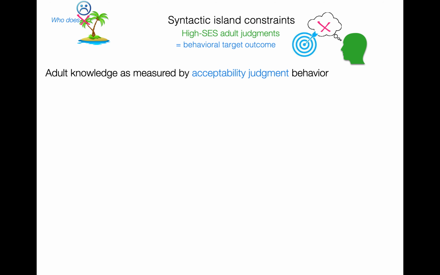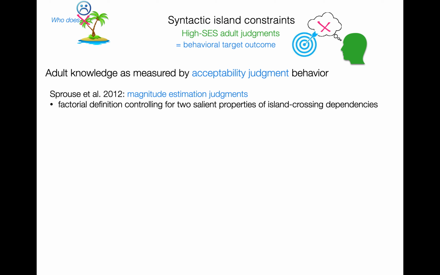Okay, so now let's talk about that behavioral target outcome that we can measure, those high SES adult judgments, in particular acceptability judgments. It's going to be our signal of syntactic island knowledge. And in particular, Sprouse and colleagues in 2012 designed this magnitude estimation judgment study that had a factorial definition controlling for two salient properties of island crossing dependencies.